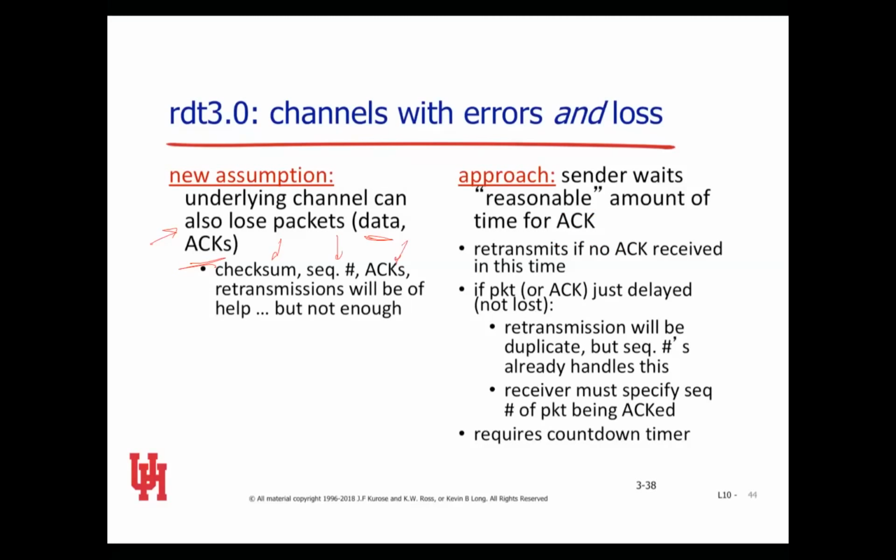We've got ACKs. That's great, but it's still not enough. So what we're going to do is wait for a reasonable amount of time for an acknowledgment to come back, and if it doesn't, try again. So we don't assume that the acknowledgments are going to make it back to us, corrupt or not.